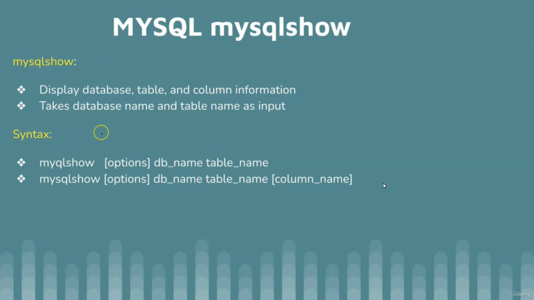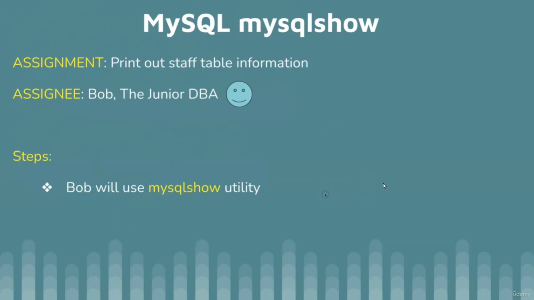This utility takes the database name and, optionally, the table name and the column name as input. The syntax is pretty straightforward: mysqlshow, options, database name, table name, or column name. Bob got this new assignment. He needs to print out the information on a staff table. First, he needs to find out how many tables are in the employees database, and then he needs to print out the information on the staff table. Bob is going to utilize this MySQL Show utility to perform this assignment. So let's see Bob in action.